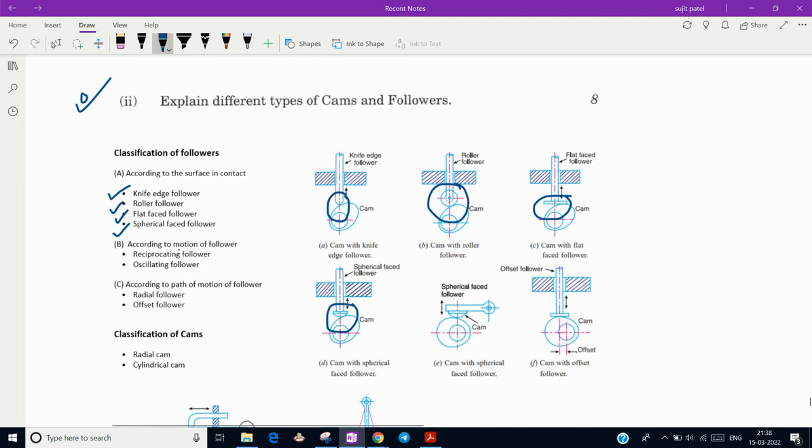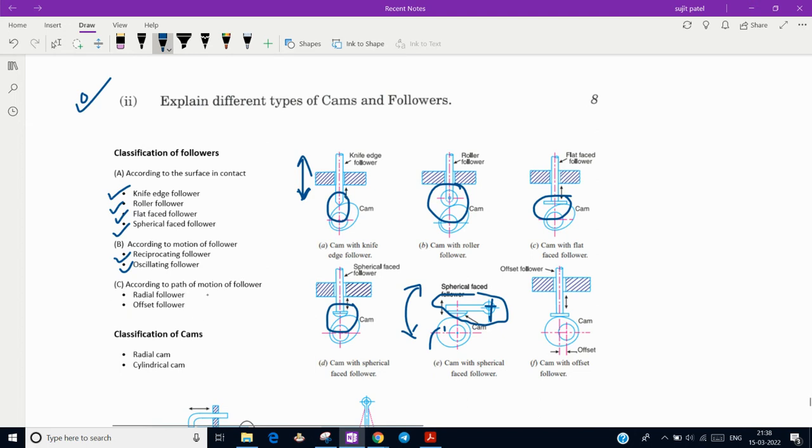The second classification is based on the motion of the follower, that means reciprocating or oscillating. Like here you can see, knife edge follower or roller follower. When the cam rotates, the follower will reciprocate in the guide, so its motion will be reciprocating motion. That is called a reciprocating follower. Oscillating means: this is the follower, one end is pivoted, and as the cam rotates, the motion will be like this, oscillatory motion. So this is called an oscillating follower.